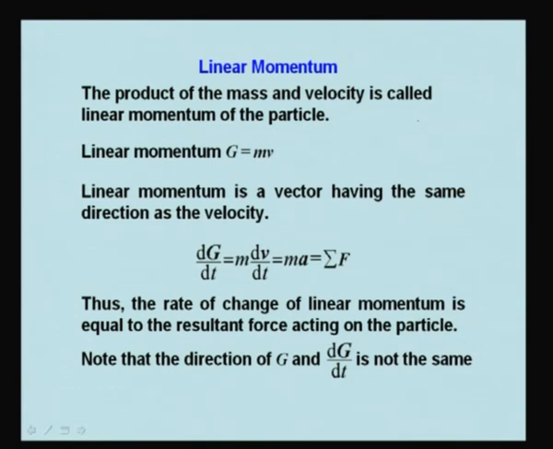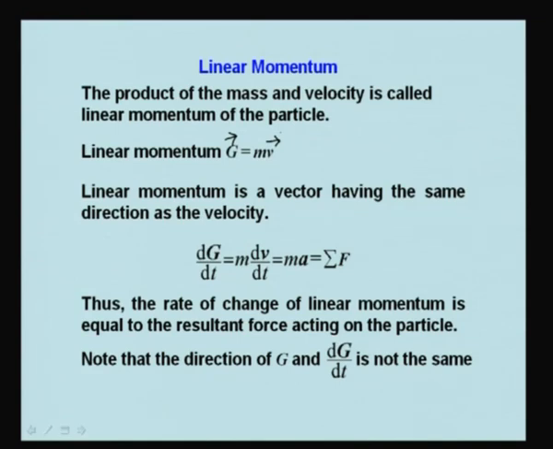Now, linear momentum is a vector having the same direction as the velocity. Kinetic energy is a scalar, however, linear momentum is a vector. It has the same direction as the velocity. It is proportional to mass and velocity.